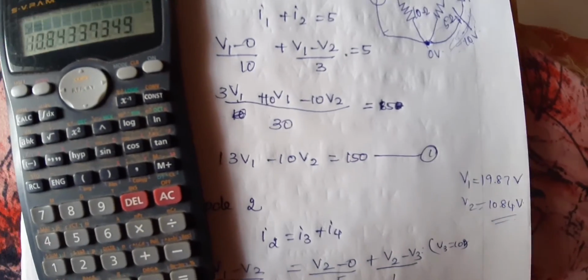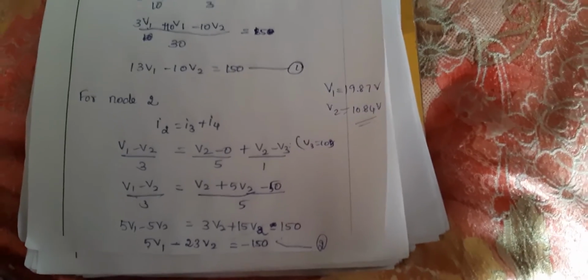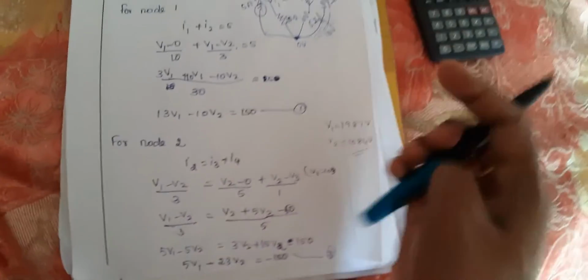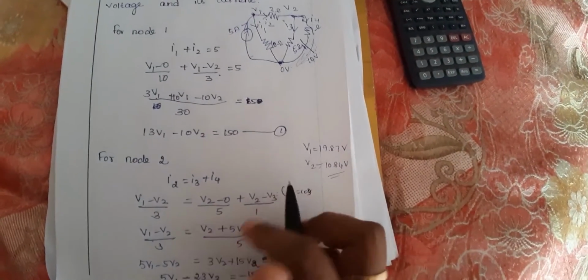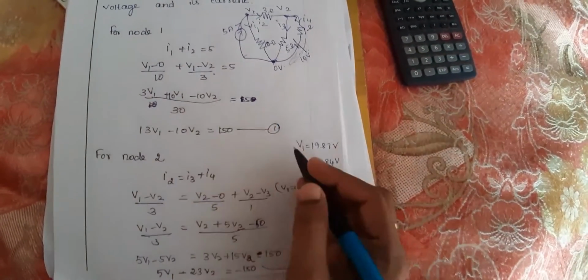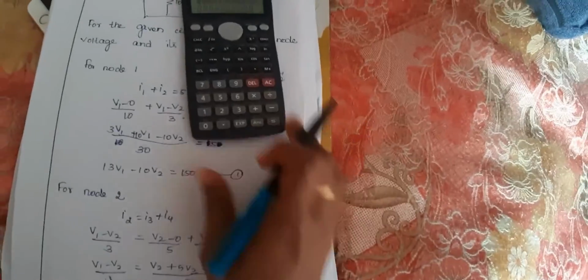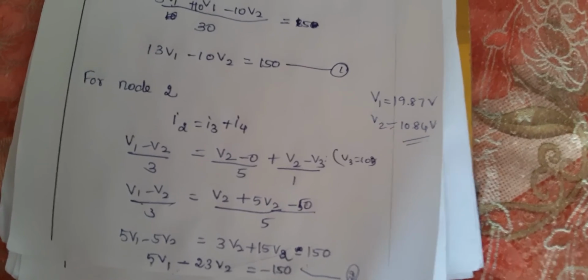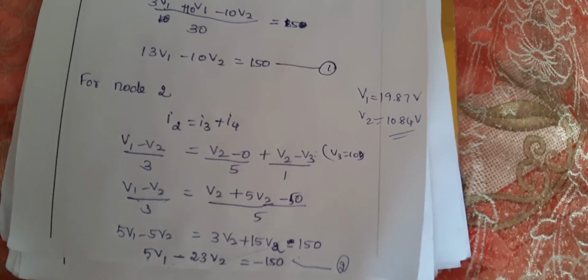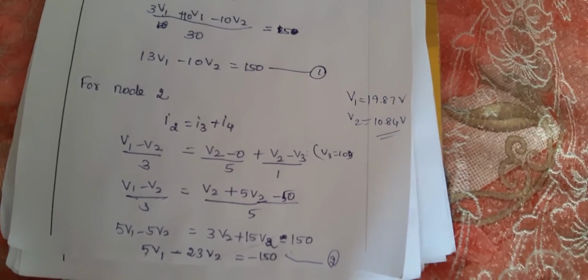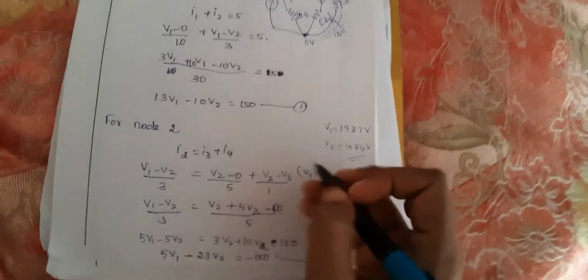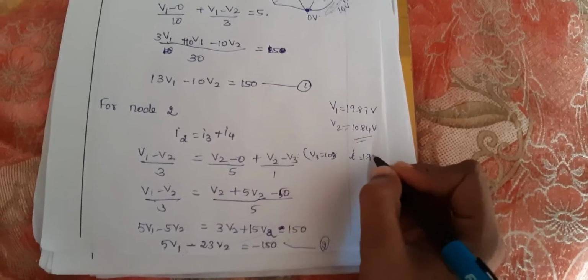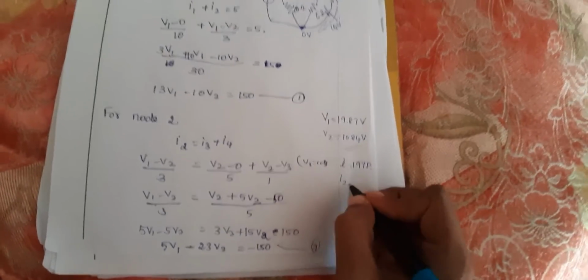We wanted to find the voltage, and next they have asked to find the current. What is the value of I1? I1 is equal to V1 by 10. V1 is 19.87 divided by 10. You shift one decimal place, so the value is 1.987. So I1 is 1.987 ampere.